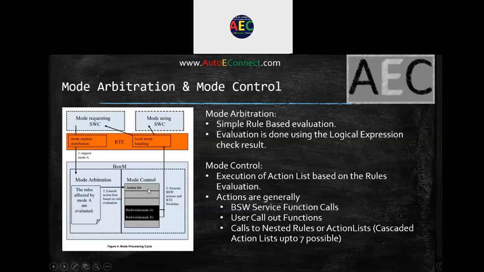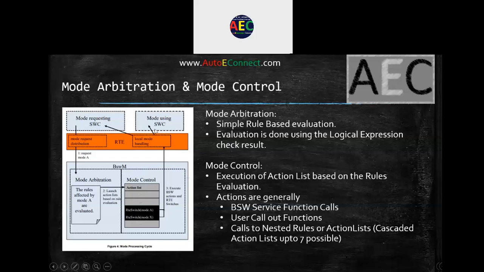Once the logical expression is either true or false, based on that it will execute the action list. Because we are considering the use case of a mode request coming in, it will obviously be a mode switch. This mode switch can be a request going to the BSW module, and it can also have indications. After the BSW module is switched to a different mode, we also need an acknowledgement, which is implemented using an indication. So whenever the BSW module switches to a different mode, it gives an indication back to the application layer.